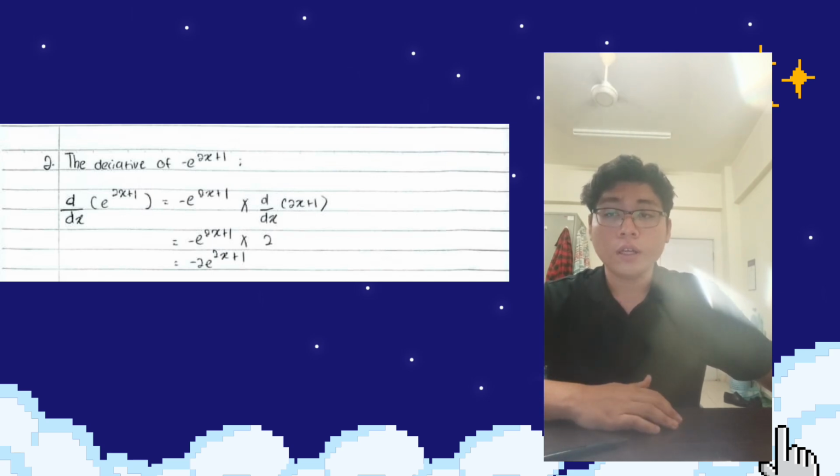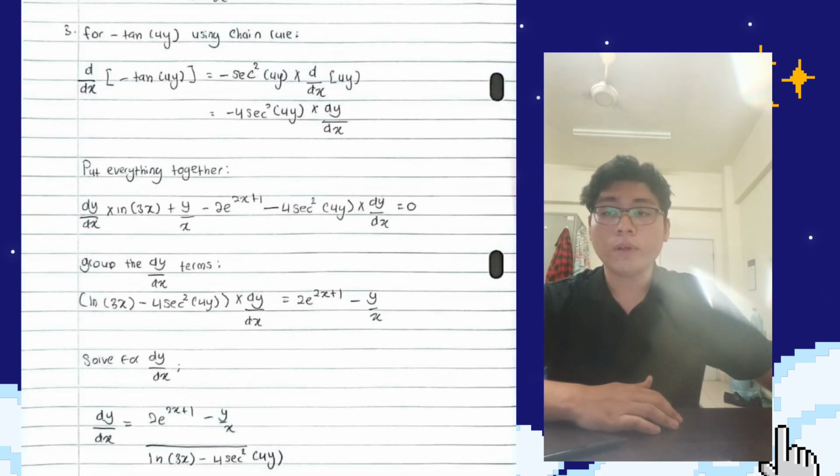Derivative of e to the power of 2x plus 1 is itself times the derivative of 2x plus 1, which is 2. So it will become negative 2 e to the power of 2x plus 1. For the last term, negative tan 4y, using the chain rule, it will become negative sec squared 4y multiply d per dx of 4y, and it will become negative 4 sec squared 4y multiply dy per dx.